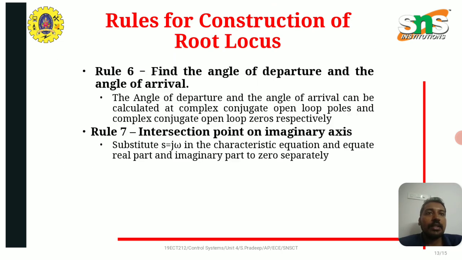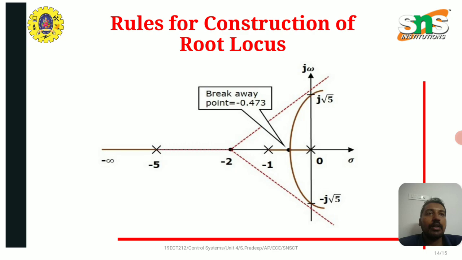Rule 6. Find the angle of departure and the angle of arrival. The angle of departure and the angle of arrival can be calculated at complex conjugate open loop poles and complex conjugate open loop zeros respectively. Rule 7. Intersection points on the imaginary axis. Substitute s equal to jω in the characteristic equation and equate the real part and imaginary part to 0 separately. The breakaway point is shown in this figure.